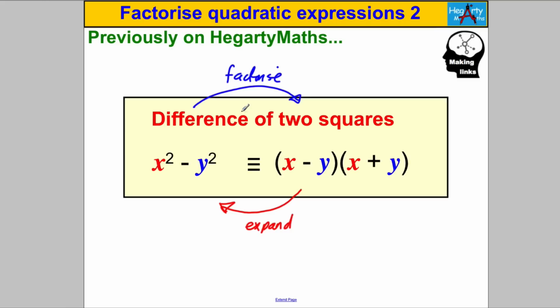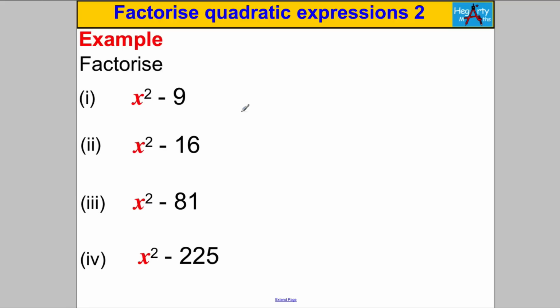So let's try some questions on that in that regard. Pause the video at each stage, have a go yourself. Pause and have a go at these.